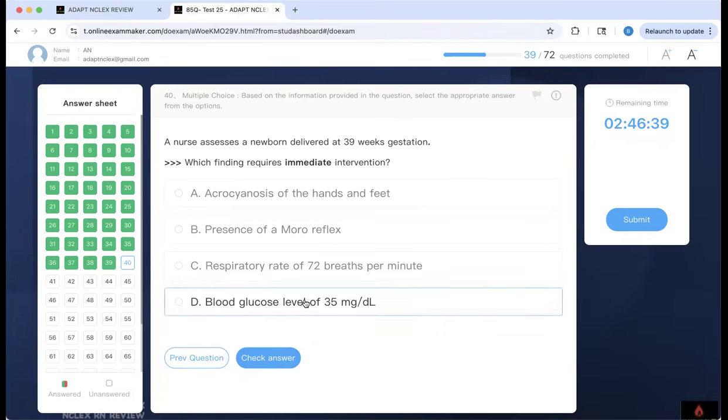I can tell you, his blood glucose is too low. Respiratory rate is 30 to 60, but hypoglycemia is more dangerous than a respiratory rate of 72. So that one, we have to figure out whether the baby is symptomatic or not. Then we can figure it out. But A and B are expected findings.